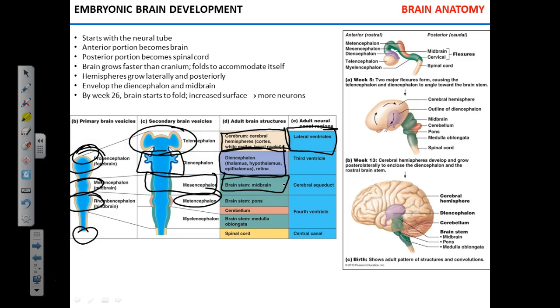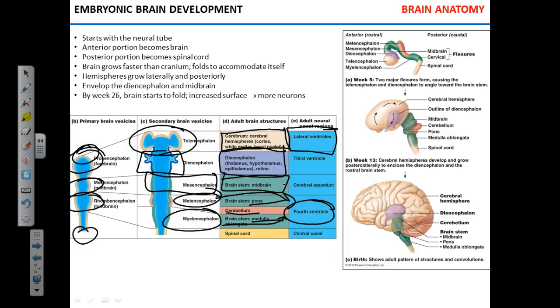Metencephalon develops into the pons and cerebellum. And myelencephalon develops into the medulla oblongata. These two also give rise to the fourth ventricle. The posterior part of the neural tube develops into the spinal cord, and in the center of the spinal cord is the empty structure called the central canal. As we go forward, you will see the difference between ventricles and the brain tissue.